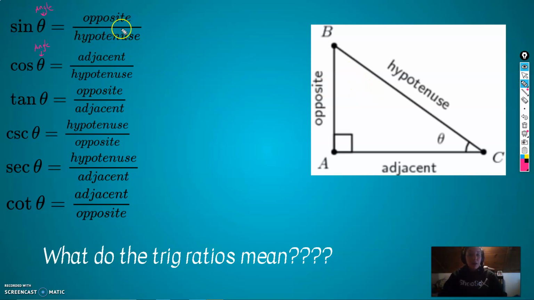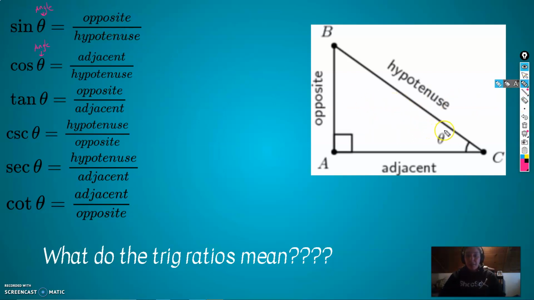So now, what about all of these ratios? What does it mean? Opposite over hypotenuse, adjacent over hypotenuse, opposite over adjacent, and so on. What do these mean? Well, if I input an angle into sine, it's going to give me the ratio of the side opposite of that angle divided by the hypotenuse. The hypotenuse is always going to be the longest side of the right triangle, also better known as the side directly opposite from the right angle. So the hypotenuse will always be directly opposite of the right angle.